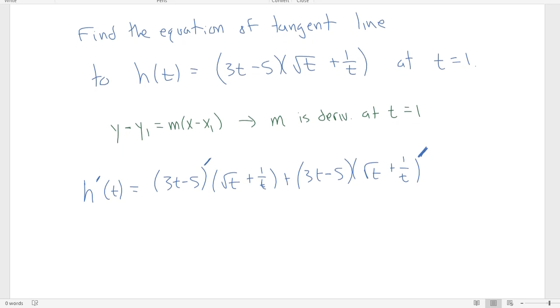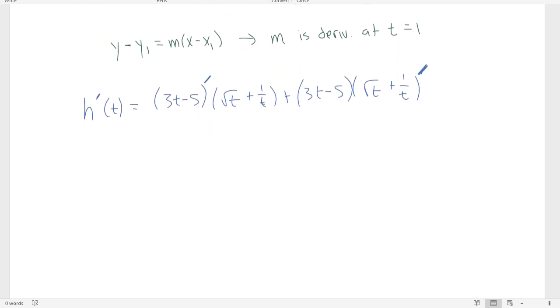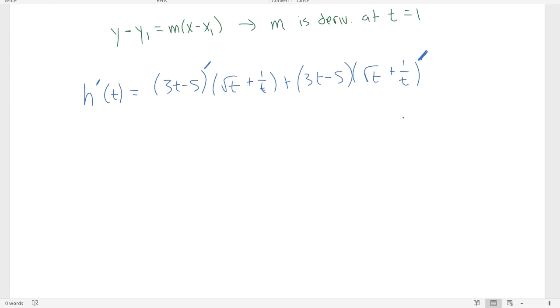A couple things we'll remind ourselves of here is that when we differentiate a square root, keep in mind we're looking at that as t to the 1/2. And when we differentiate 1 over t, we're looking at that as t to the -1. So when I do those derivatives, I'm going to remind myself of those power rules. The derivative of 3t minus 5: the derivative of 3t is just 3, and the derivative of -5 is 0. So I end up with 3 times root t plus 1 over t.